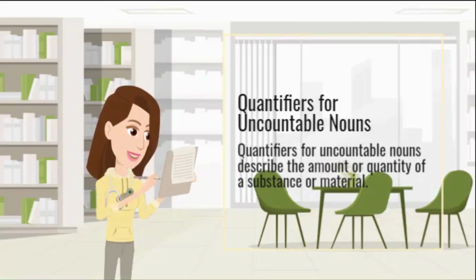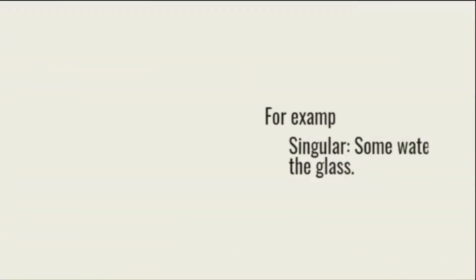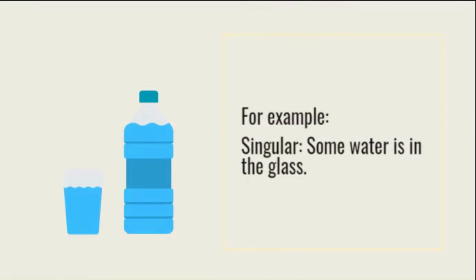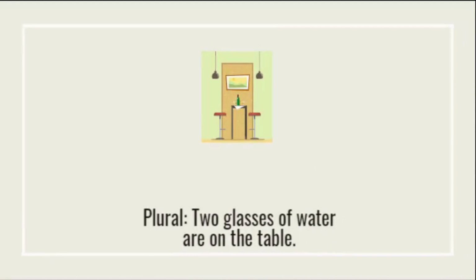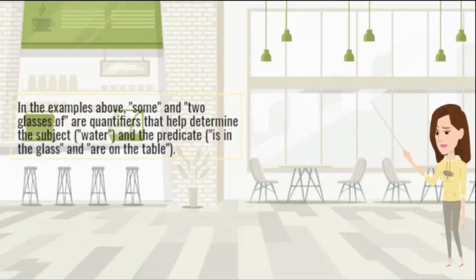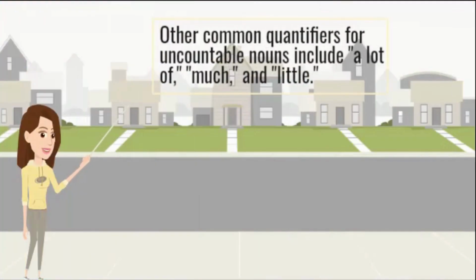Quantifiers for uncountable nouns. Quantifiers for uncountable nouns describe the amount or quantity of a substance or material. For example, singular, "some water is in the glass." Plural, "two glasses of water are on the table." In the examples above, "some" and "two glasses of" are quantifiers that help determine the subject, water, and the predicate, is in the glass and are on the table. Other common quantifiers for uncountable nouns include a lot of, much, and little.